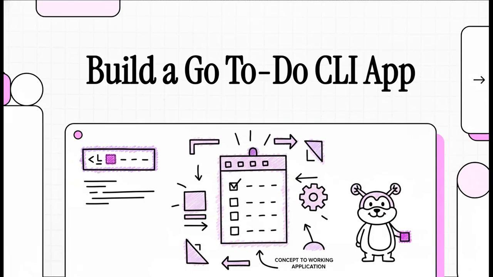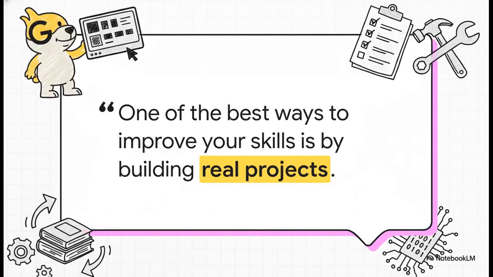Today, we are jumping right in and getting our hands dirty with a project that'll take you from a simple idea all the way to a working command line app. You've probably heard this a million times, but it is absolutely true. Theory is one thing, but building is where you really learn. And today, we're going to build a classic, a to-do list app, but we're doing it as a command line interface, a CLI, using the Go programming language.